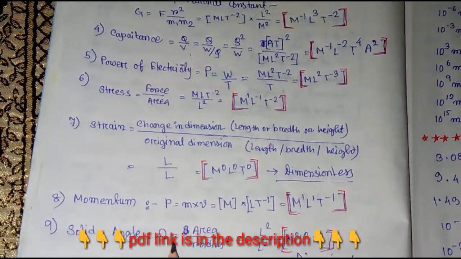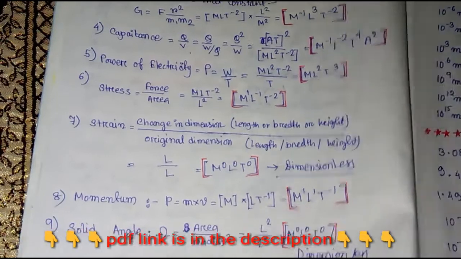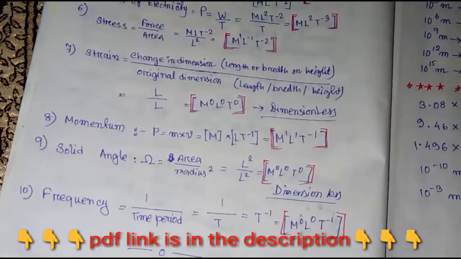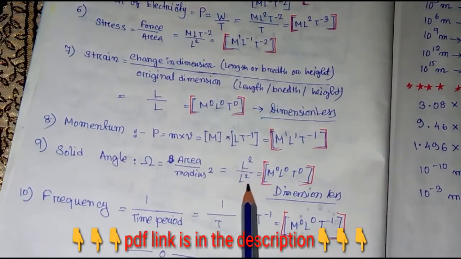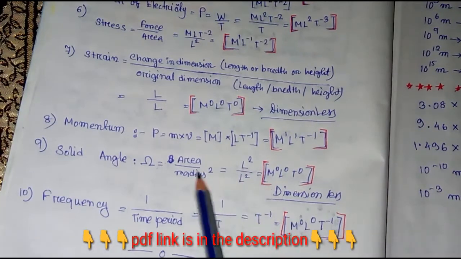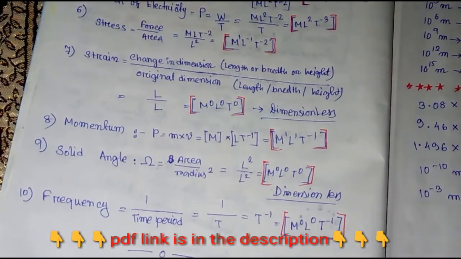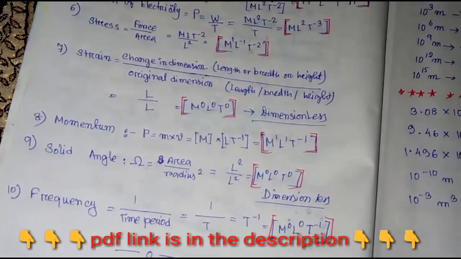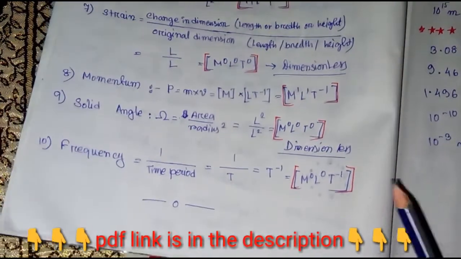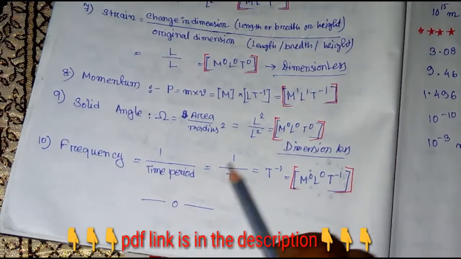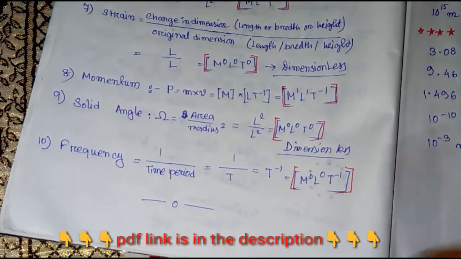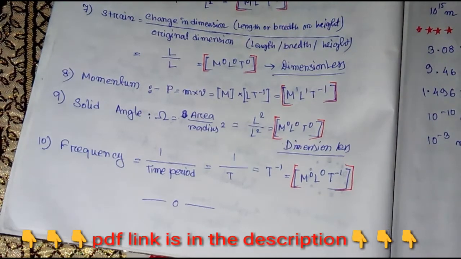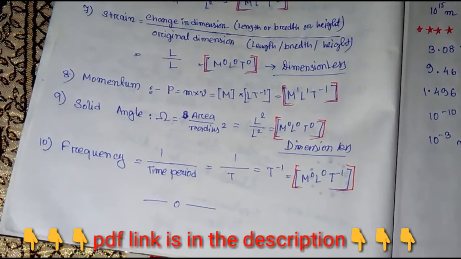Now solid angle. Solid angle is capital sigma, as you know. Capital sigma means area per radius square. Area is L square, radius square is L square, so it cancels out. It comes M0 L0 T to the power 0, but dimensionless. Frequency is 1 by time period, so 1 by T, so it comes T inverse, M0 L0 T to the power minus 1. As you have seen, the dimension of frequency is T inverse.